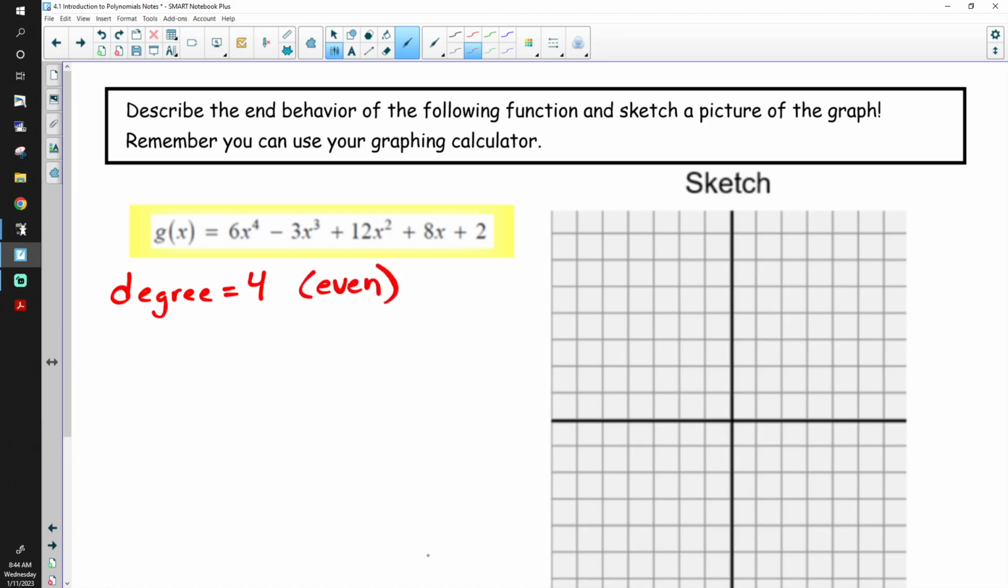Okay? What's our leading number? What number's in the very front? 6, yep. Our leading number is 6, which is positive or negative? Positive. Okay?